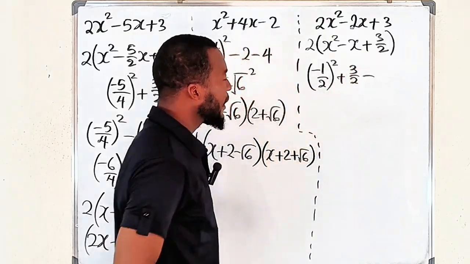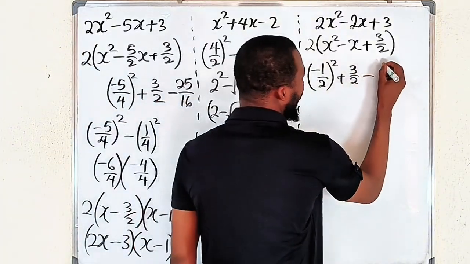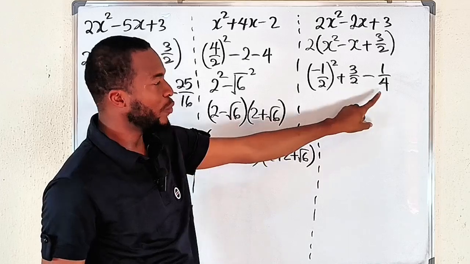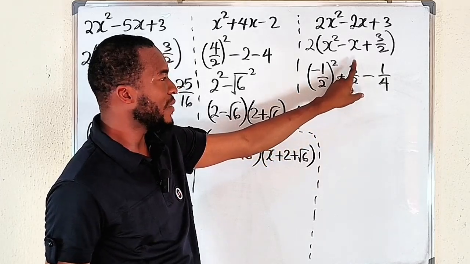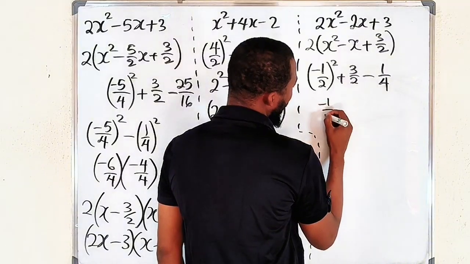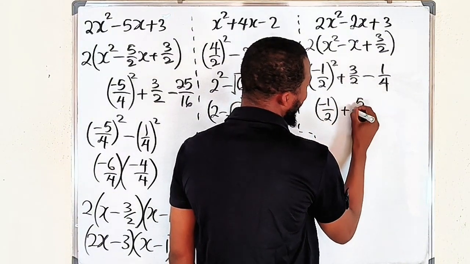Subtract the result here. This will be negative 1 squared is 1, 2 squared is 4, so we have 1 over 4. Simplify this. Times this by 2 to make it 4. Times this by 2 to make it 6. 6 minus 1 is 5. So we have negative 1 over 2, then plus 5 over 4.